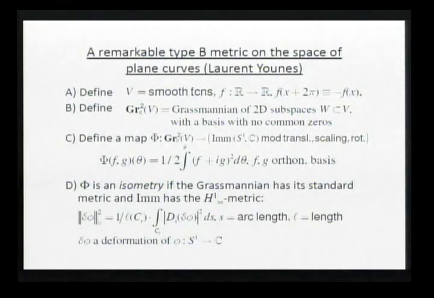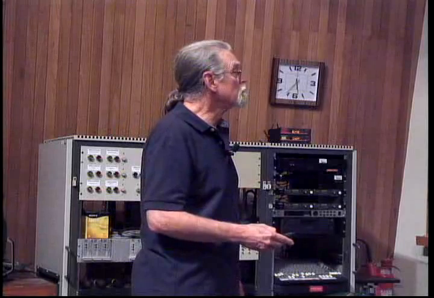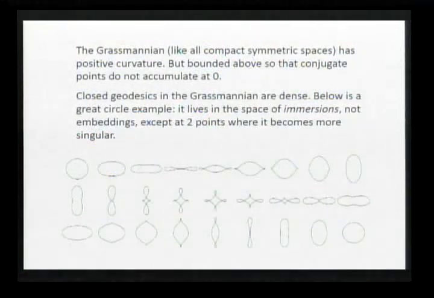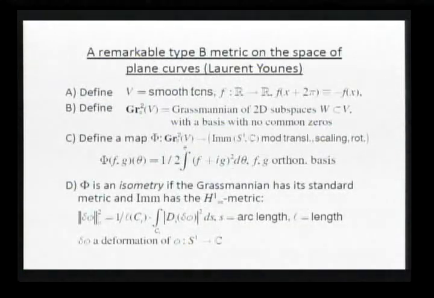So the beautiful thing here is that the Grassmannian has a standard metric on it. And what you put on the immersions is something I call an H1 metric. So if you have a perturbation of phi, which I call delta phi, you take the arc length derivative of that and square it and integrate it. So that's an H1 metric. But I say infinity is because you don't have any term involving delta phi itself. Now I skip over the proof that this is true. It is simple, but I don't think I should run through it.